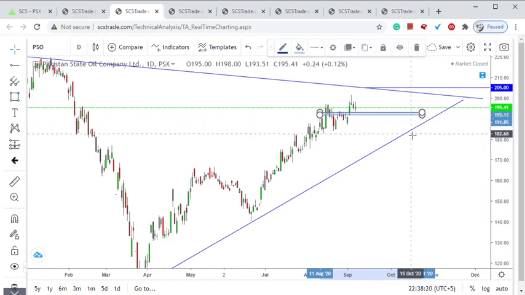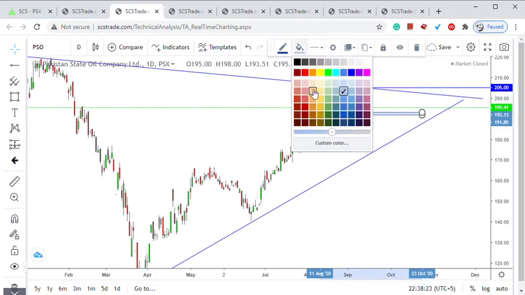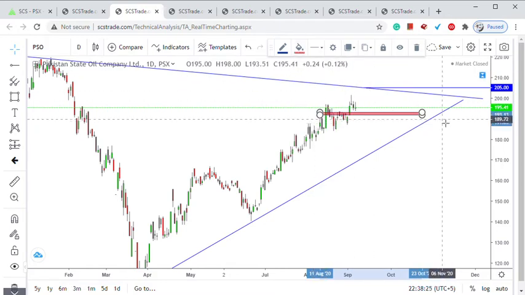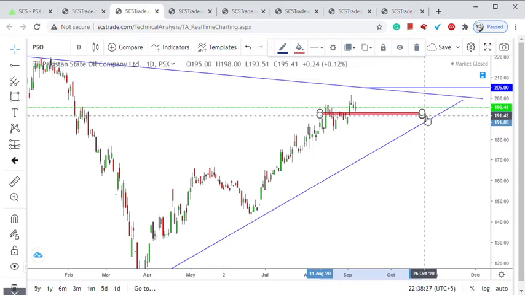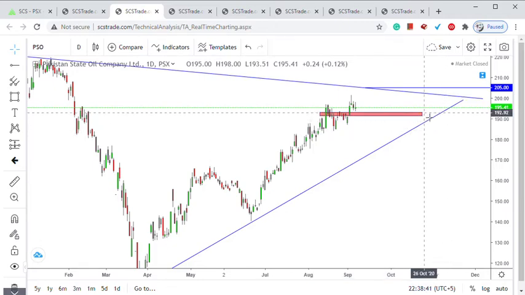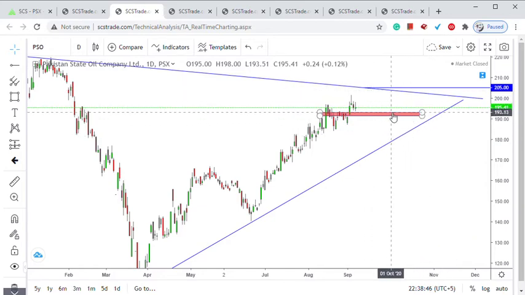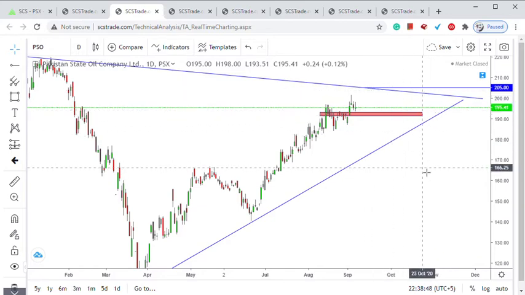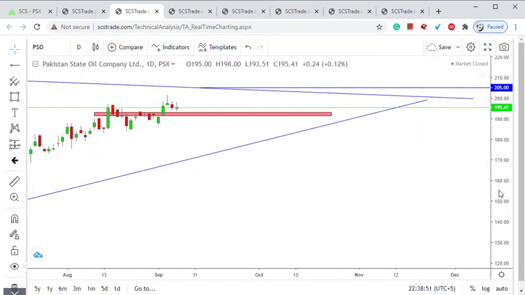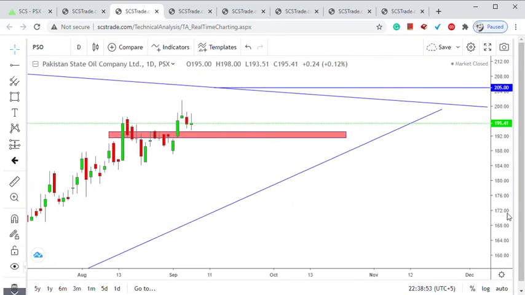If somebody wants to take the entry for the long term, they have to wait for the stock to come down to this area. You see, this would be the area like 193 to 192. This should be the entry level for the long-term investors, so they can ride on this for a longer time. That's it. Now let's go for the entry in the long term.